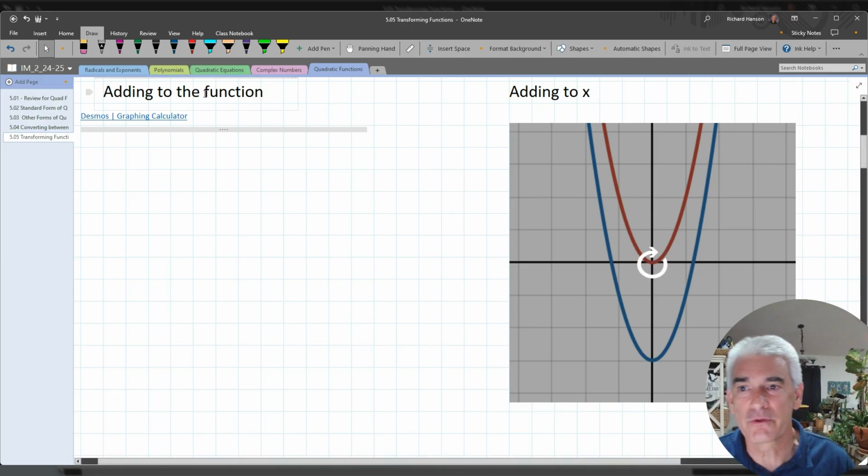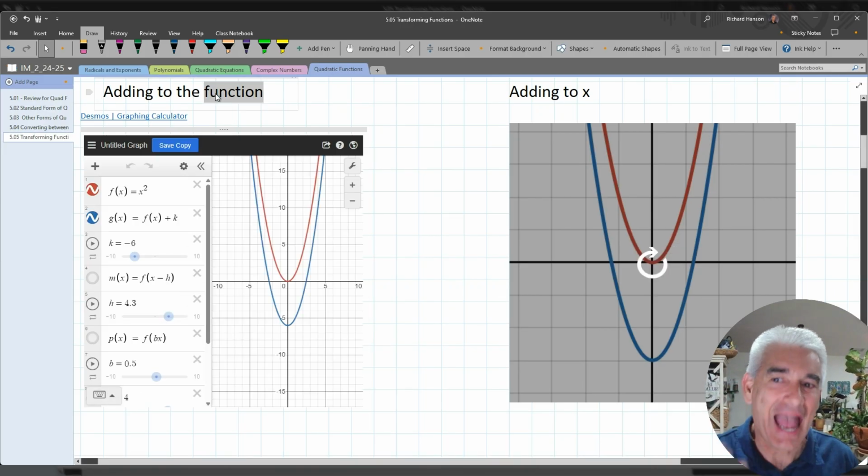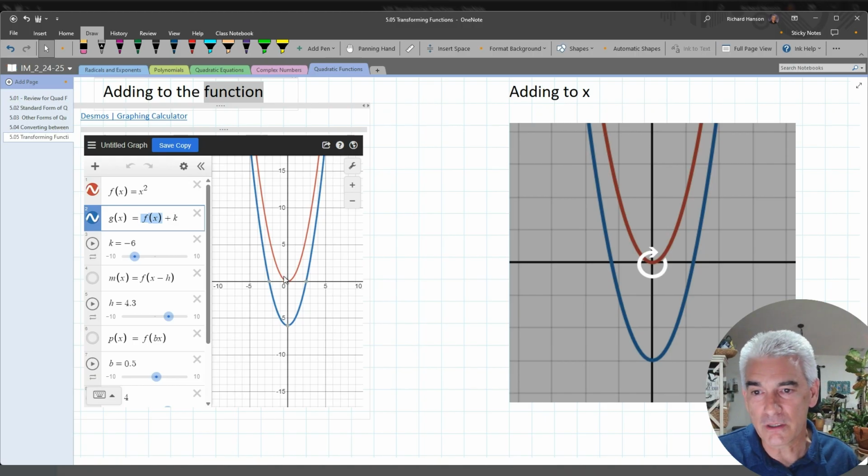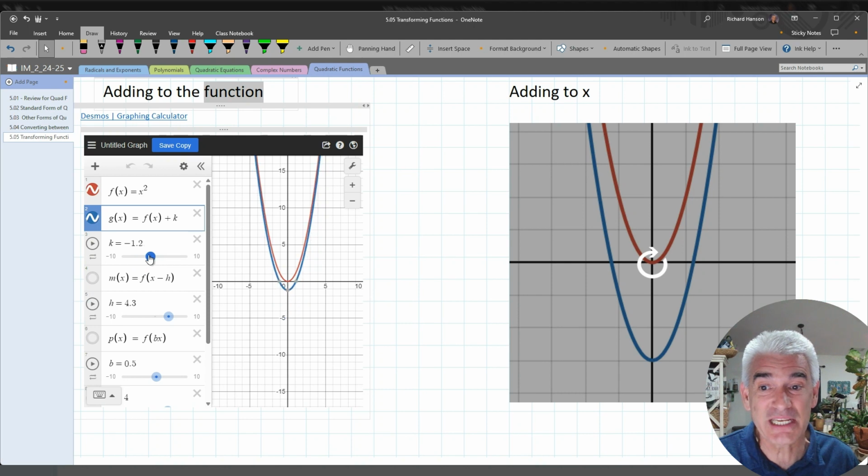So this is adding to the function, adding after you have plugged x in. I've got a function here, f of x equals x squared, and g of x equals f of x plus k. So I've already calculated my value for the function, then I'm adding k. The red graph is the original graph, and the blue graph is after I add k. Right now I'm adding -6 to it. If I add -5 to it, it's still shifted down. It's not actually changing the shape.